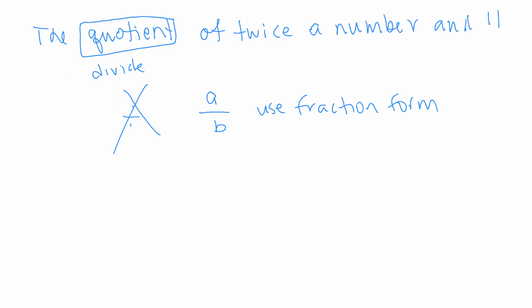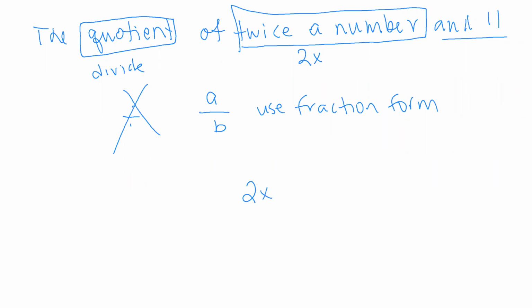Okay, so we've got quotient. We know it means divide. We know we're going to write this in fraction form. And we want to divide twice a number and 11. Twice the number, we don't know what the number is, so we're going to call that our variable. We'll use 2x again. So this is 2x divided by 11. All right. So again, it's not wrong to say 2x divided by 11. It's just kind of wacky. It looks sloppy and it really complicates your algebraic expression. The fraction is just a lot smoother. It's a lot cleaner. Okay.